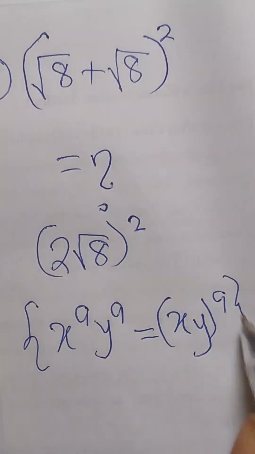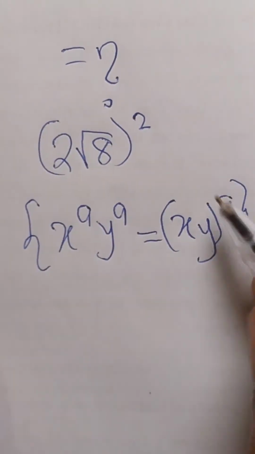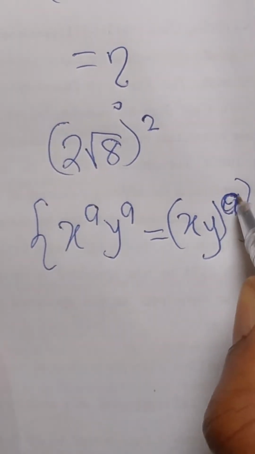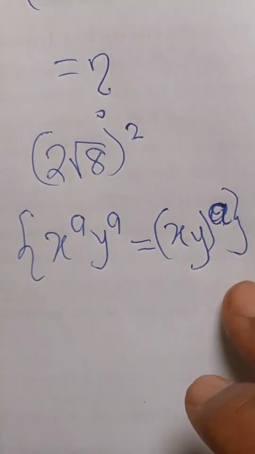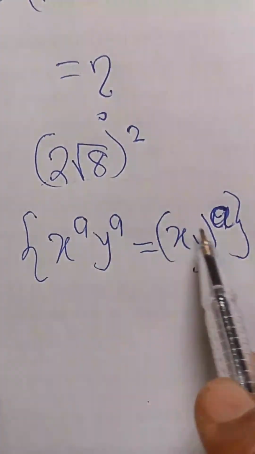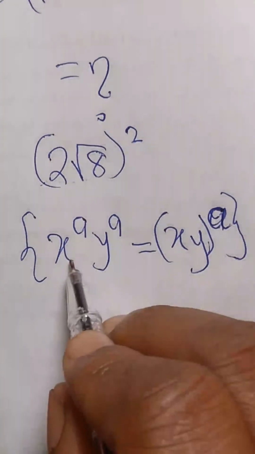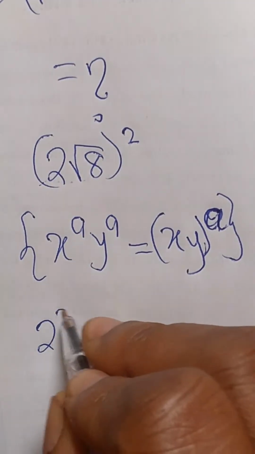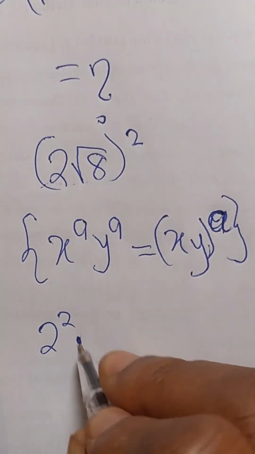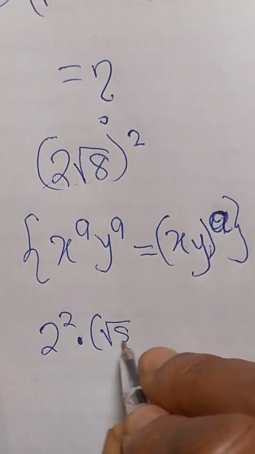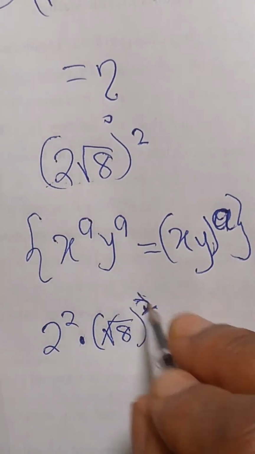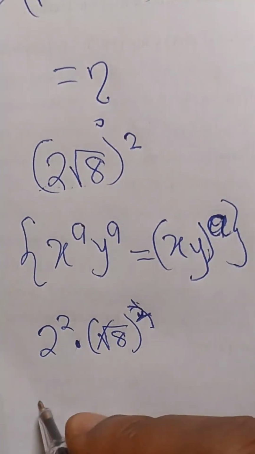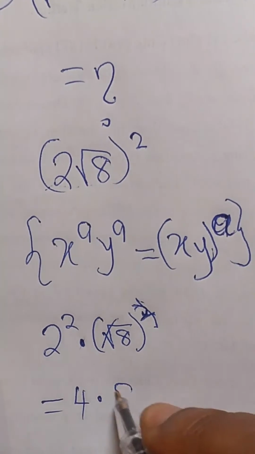This is a and not 9. So x raised to a times y raised to a is equal to (xy) raised to a. We are going to apply this here. If you do that, you have 2 squared multiplied by root 8 squared. So root 8 squared will cancel the root. 2 squared is equal to 4. 4 times 8 is equal to 32.